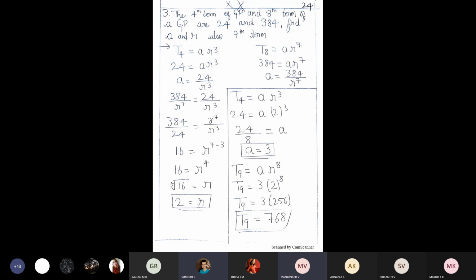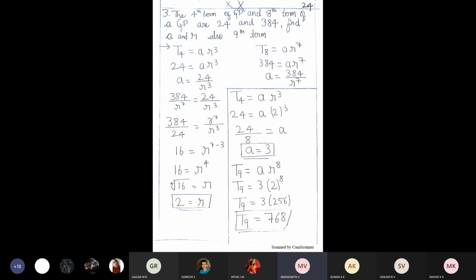Sir, could you repeat it, sir? See, look at this. T4 is equal to A into R to the power of 3. That is 24 is equal to A into R to the power of 3. Therefore, A is equal to 24 divided by R to the power of 3. That is equation one.